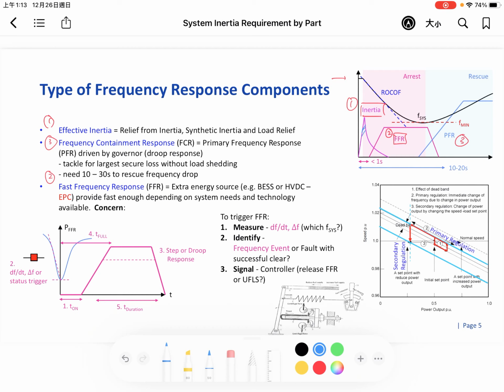The inertia KE, the system KE, cannot be fully provided to the grid, because once the rotating mass has provided all its kinetic energy to the grid, it will not spin and the frequency will drop so much. It means that the actual energy that we can obtain is that part. And actually the inertia that we can obtain is in this kind of shape.